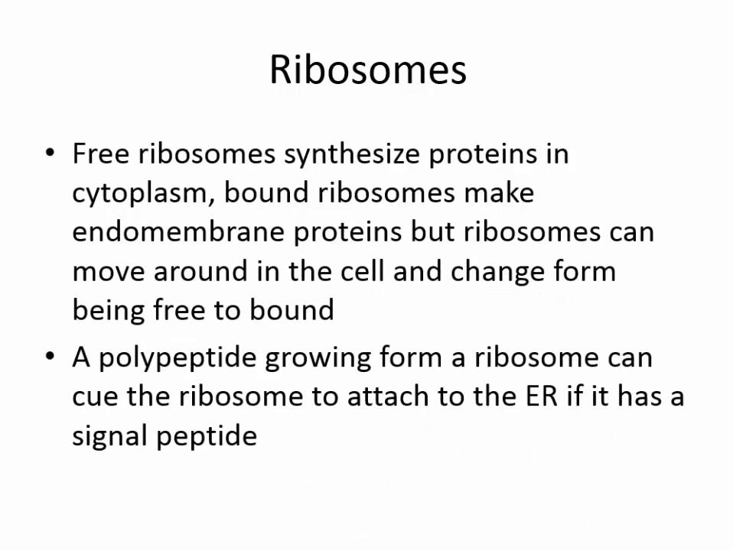Free ribosomes synthesize proteins in the cytoplasm. Bound ribosomes make endomembrane proteins, but ribosomes can move around in the cell and change from being free to bound. A polypeptide chain growing from a ribosome can cue the ribosome to attach to the endoplasmic reticulum if it has a signal peptide.